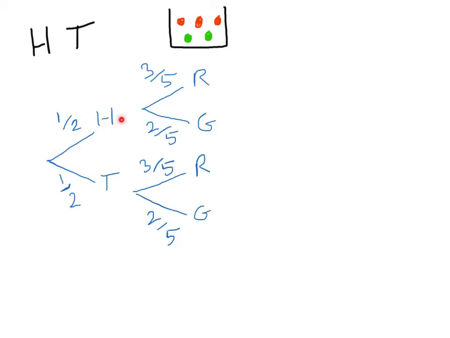So going from the beginning, we can get a head and then we can get a red, or going back from the beginning again, a head and then a green, or at the beginning again, getting a tail, then a red, or getting a tail and then a green. So the outcomes would have been head then red, head then green, tail then red, tail then green.